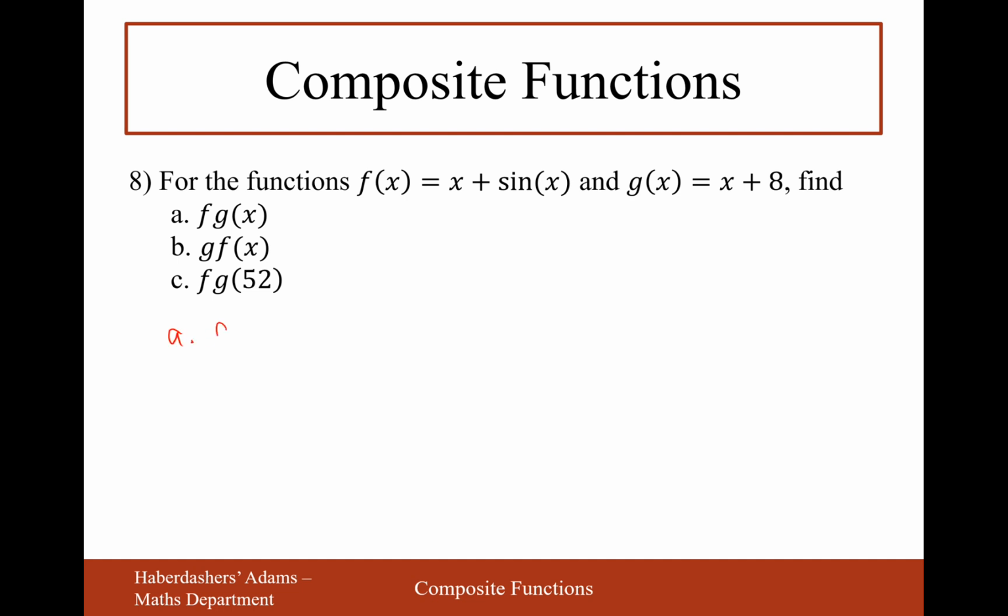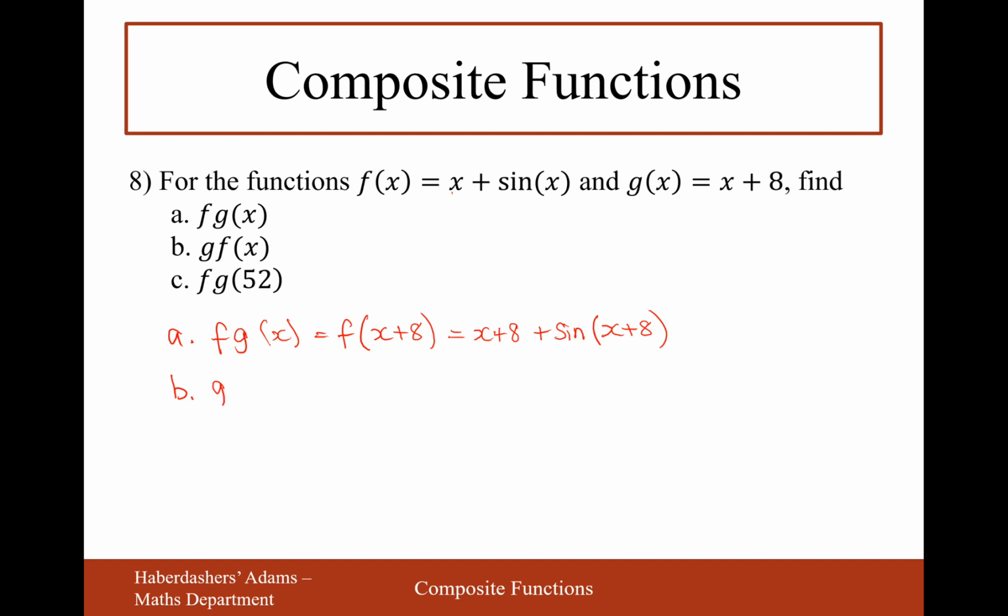Okay, so getting started with the first bit, fg of x. I'll leave the f alone and I'll write out the g function, which is x plus 8. I'm now going to replace x plus 8 into the f function. So where x is in the f function, I'm going to write x plus 8. The first bit, there's an x, so that needs me to write x plus 8. And then finishing off the f function, it'd be plus sine of x, and we need to write there x plus 8 again. So that's the answer to part A.